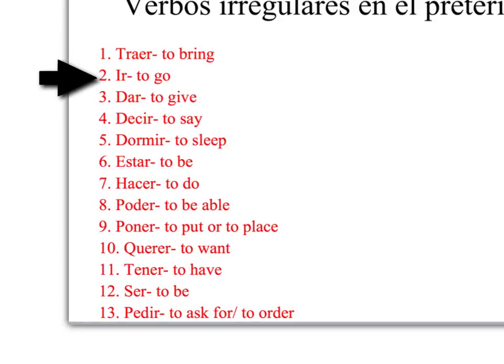Traer, to bring. Ir, to go. Dar, to give. Decir, to say. Dormir, to sleep. Estar, to be. Hacer, to do. Poder, to be able. Poner, to put. Querer, to want. Tener, to have. Ser, to be. And pedir, to ask for. And don't forget the signals for these verbs so you don't forget the meaning.